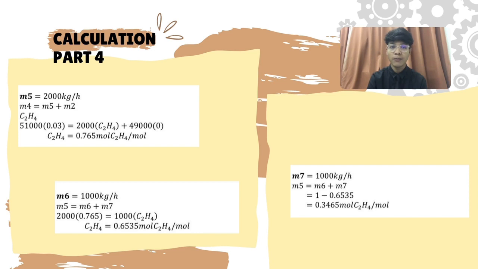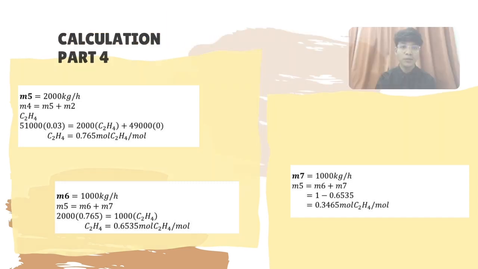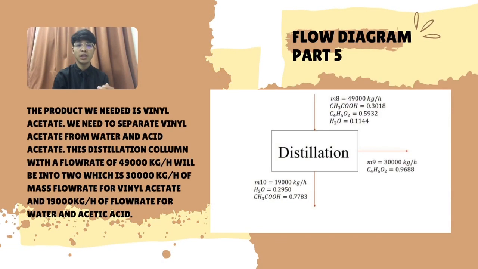And then for the fraction at M7, M5 equals M6 plus M7. So M5 is 1, M6 is 0.6535, and M7 is our x. After we calculate, we will get M7 equal to 0.3465.